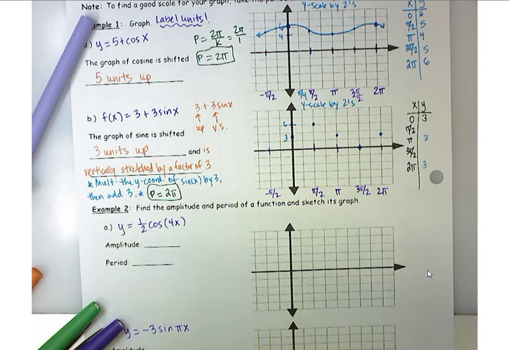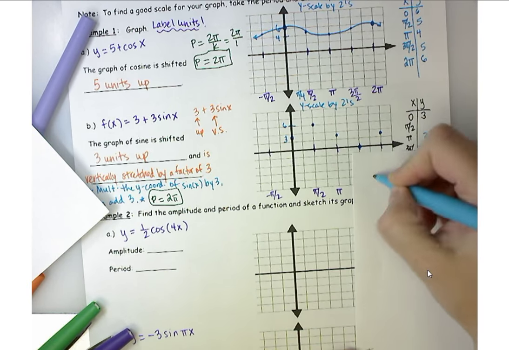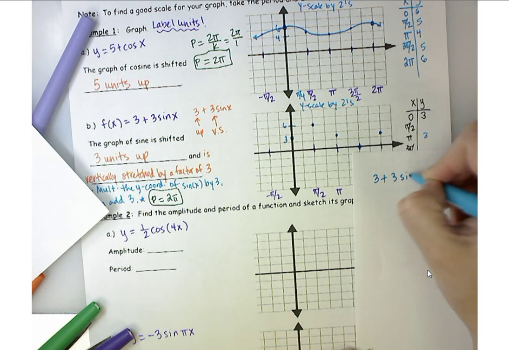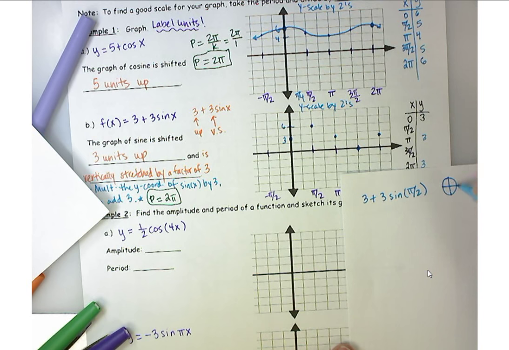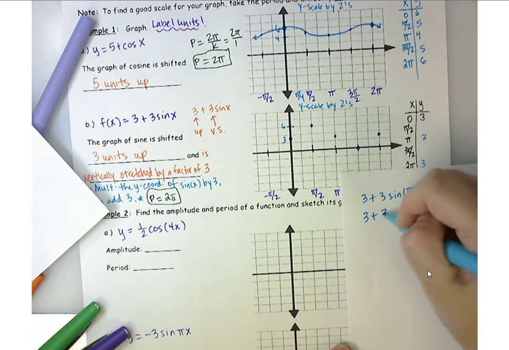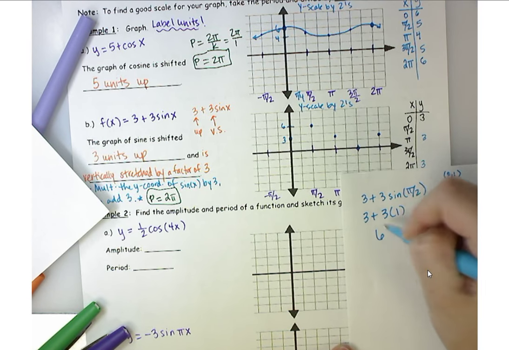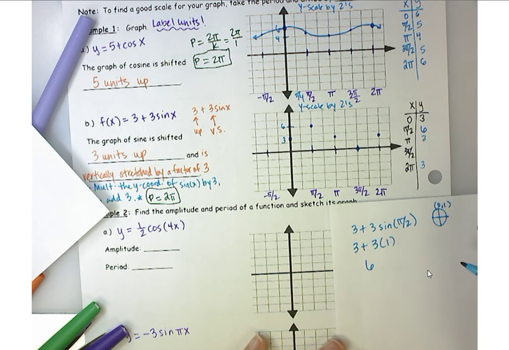Or you can plug it in. If you plug it in, all you have to do is 3 plus 3 times the sine of pi over 2. Then you think of your unit circle. At pi over 2, I'm at the top of the circle, which is (0, 1). The sine is the y-coordinate. So this is 3 times 1. 3 plus 3 is going to be 6. That's how I know at pi over 2 I'm at 6.